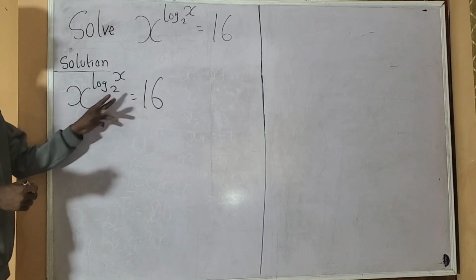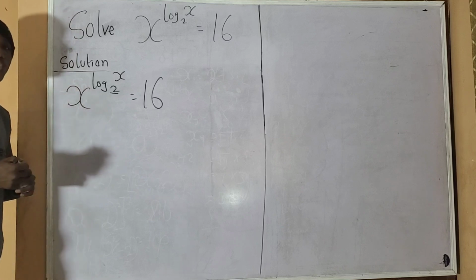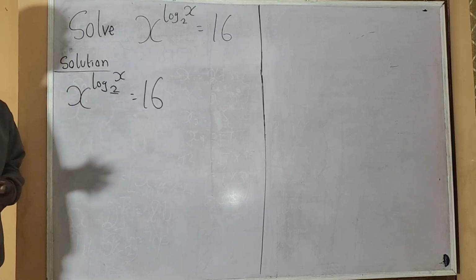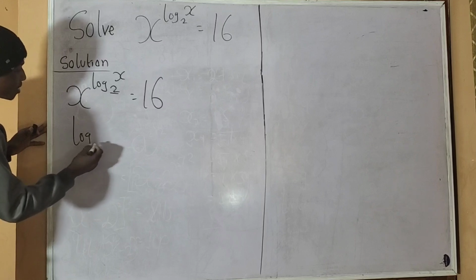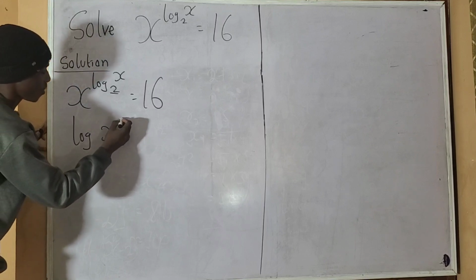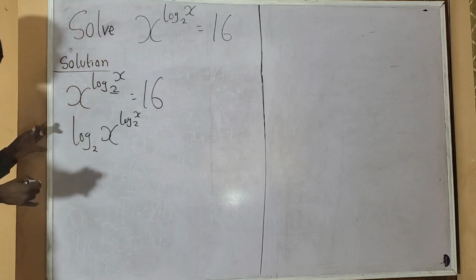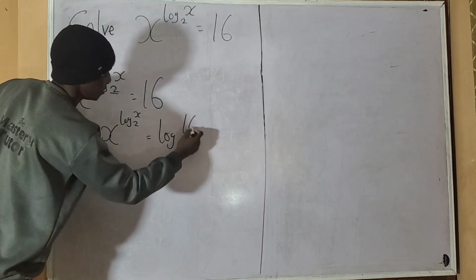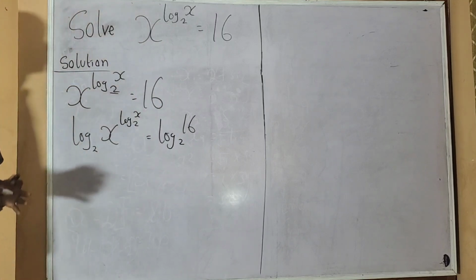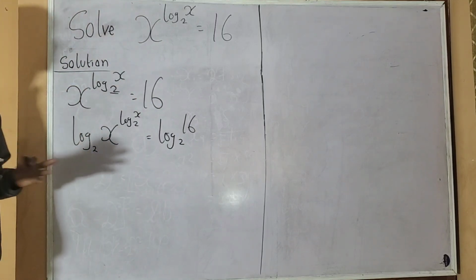What is the base of this logarithm? The base of this logarithm is 2. So I'm going to log both sides to base 2. Do you understand? So I'm going to have log x raised to the power of log x base 2, and do not forget the base, which is 2, equals log 16 base 2. This is what I meant by logging both sides of the equation to base 2.